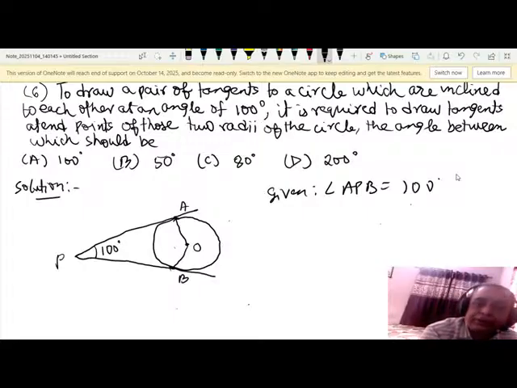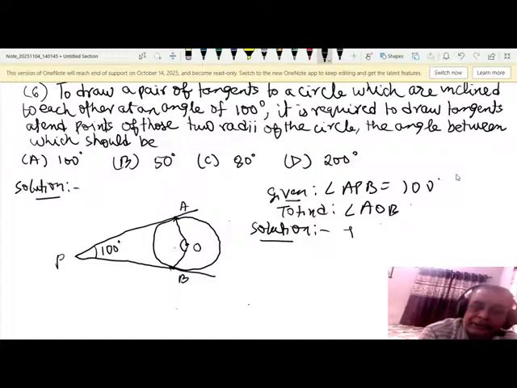Now it is asked what is the angle between the two radii. That is, angle AOB is asked. So how will we find out? See here, in the quadrilateral. So this is the quadrilateral A, P, B, O. This is a four-sided figure.